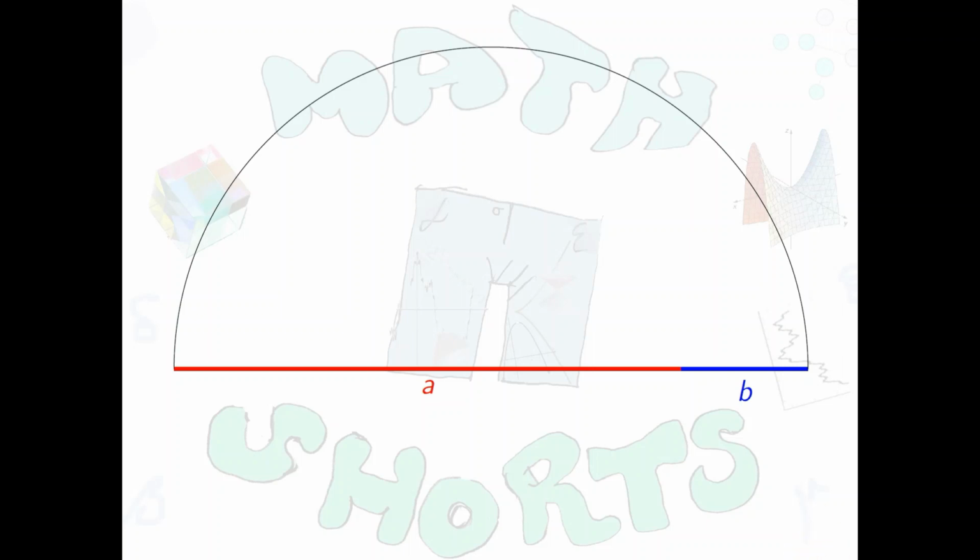So since a plus b is the diameter, if I draw in the radius, it is going to be half the diameter, which is going to be (a plus b) over 2, which is the arithmetic mean. Now, I'm going to claim that if I draw another line segment perpendicular to our diameter, right at the point where the a and b come together, the length of that is the geometric mean.